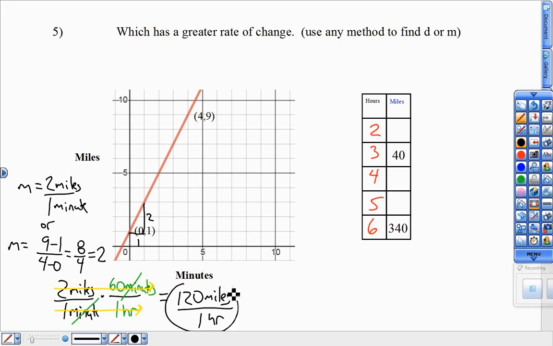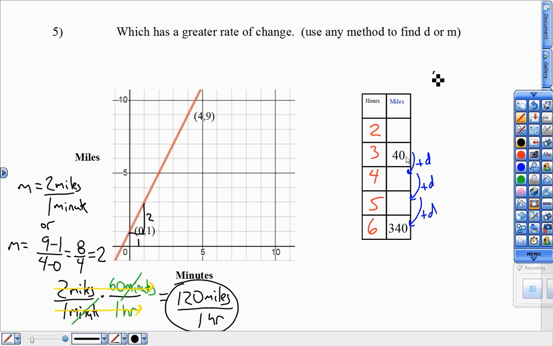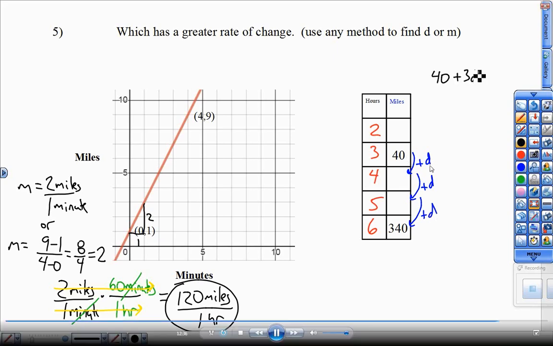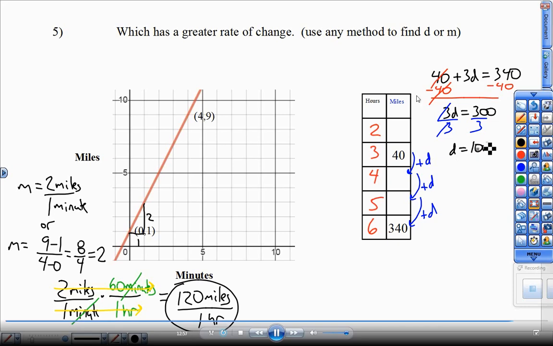If I find the rate of change from my table, I could either find how many d's it takes, 1d plus another d plus 1/3 d. So 40 plus 3 of those d's equals 340. That will give me the slope or the d or the m or the rate of change. Minus 40 on both sides gives me 3d equals 300. And then divide by 3, that gives me d equals 100. And again, that is 100 miles per hour. Miles on top per hour.